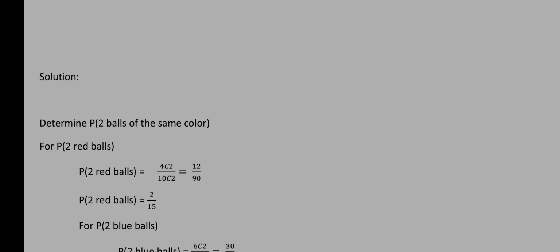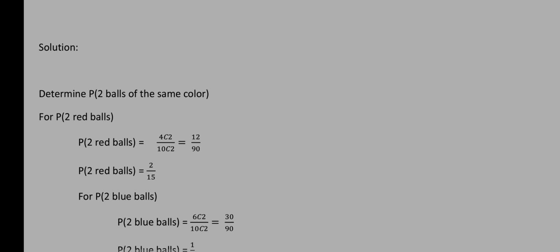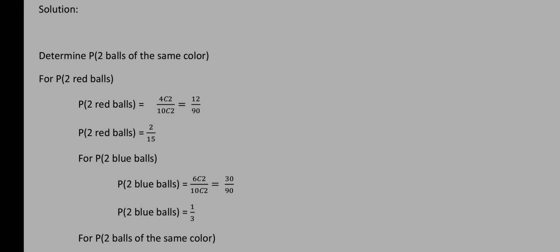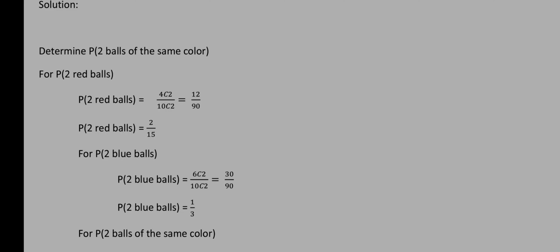Paano nakuha ang 7/15? Determine yung P, probability ng 2 balls of the same color. So, unahin mo yung probability ng 2 red balls. P of 2 red balls equals 4C2 over 10C2. Makuha mo dyan, 12/90. As you perform lowest term, magiging 2/15 na lang yan. Tapos, para naman sa 2 blue balls, magiging 6C2 over 10C2 is equal to 30/90. Lowest term mo ulit, magiging 1/3.